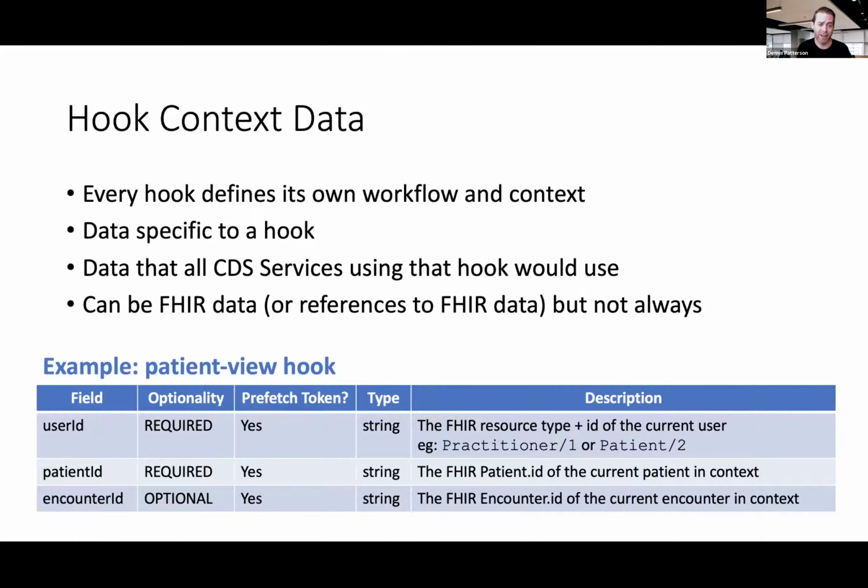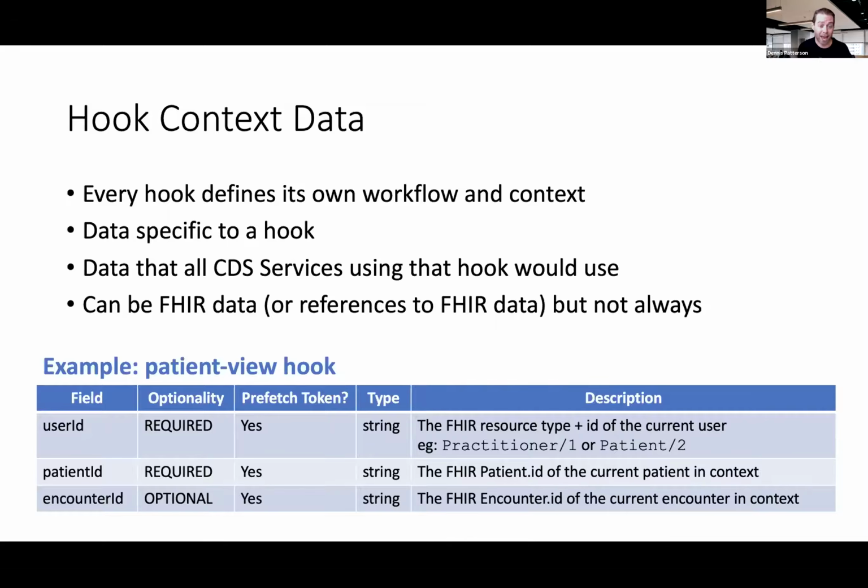It's also data that all CDS services using that hook would use. So for example, with patient view, not all CDS services necessarily need the demographics. They will all need the patient ID of the chart that was opened, but rather than forcing everyone to get the demographics, that could be something that could be retrieved or prefetched for the service. So just boil down to the core data elements that define this particular event, and that's what will be in the hook context. And while here we have an example for patient view where you have user, patient, and encounter, you can imagine that the ordering hooks also have order information.